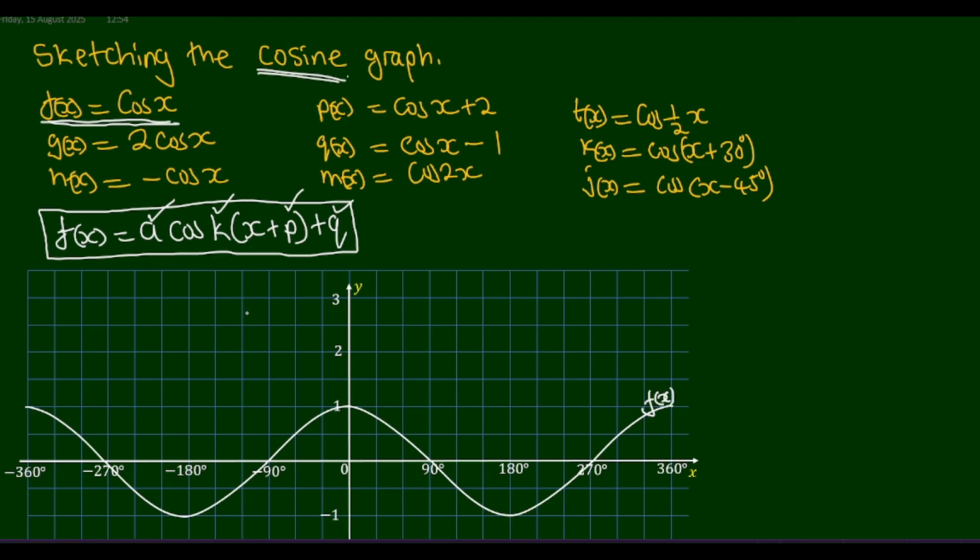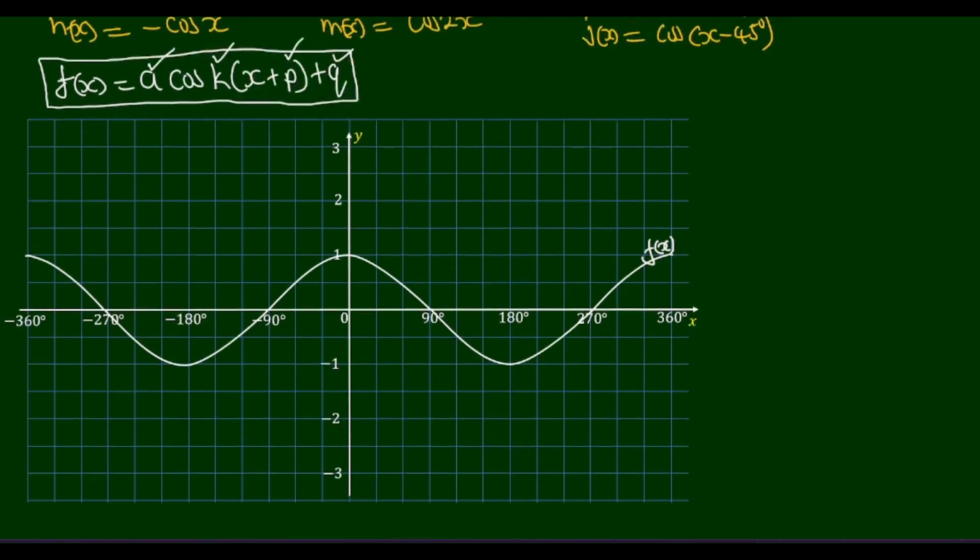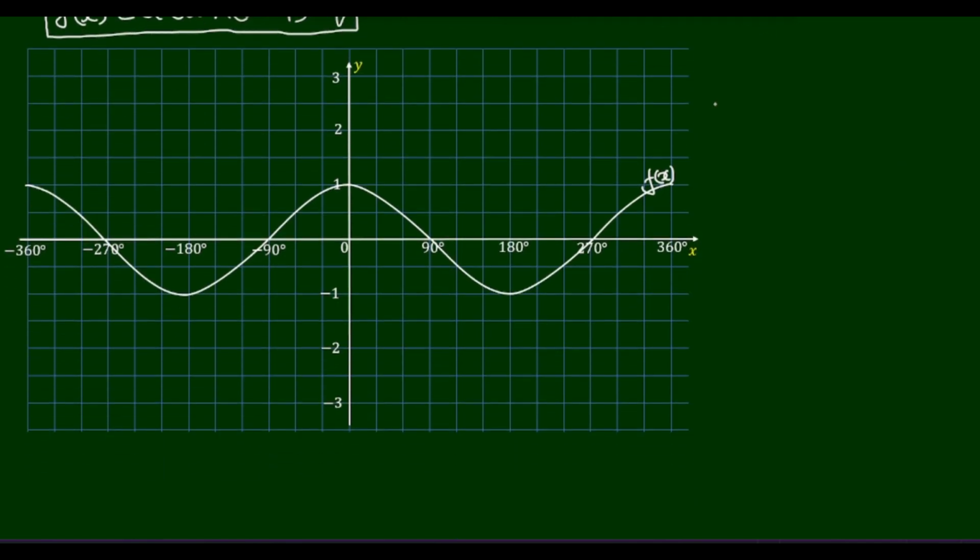Before we even start, we have to understand the parent graph. So let's discuss the key features of this graph, which is for f of x equals cos x. What are the key features, or the critical values? You must know that this graph starts at 1 at 0, because cos 0 gives you 1. Please know that. And then the critical values are at every 90 degrees.